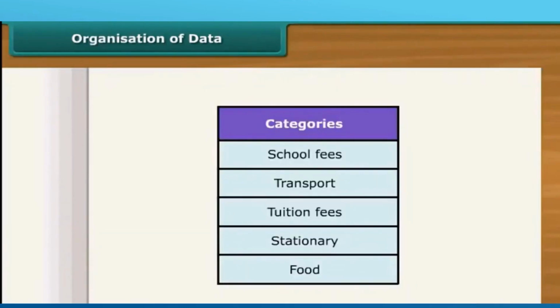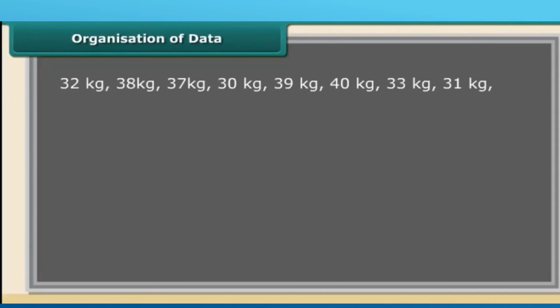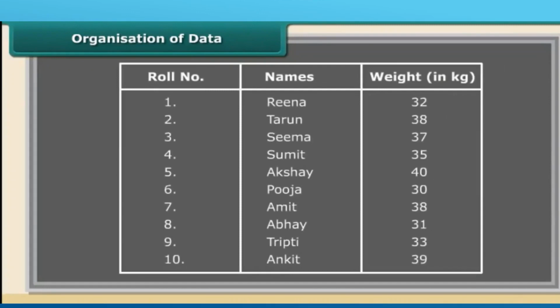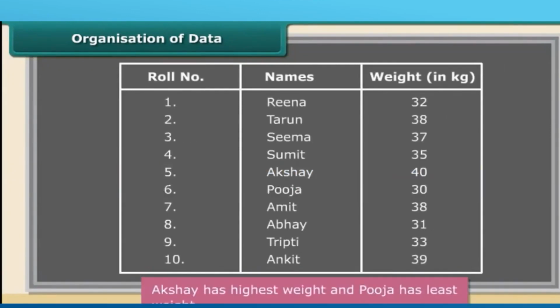We collect data to record and organize it. But why do we need to do that? Look at the following data. A class teacher of class 7th listed the weight of 10 students in this way. Is this data easy to understand? Now look at this data. You can easily know which student has the highest weight and which has the least. So when we put data in a proper table, it becomes easy to understand and interpret.